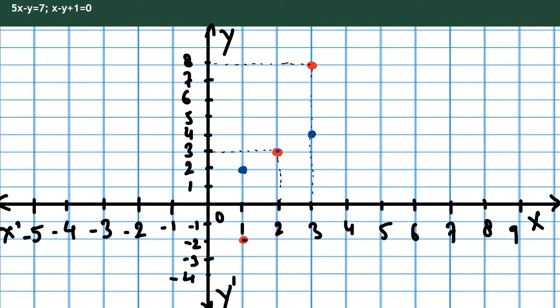For the second equation, I got 1. When I put 1, I got 2. So 1 and 2, these blue dots are indicating values for the second equation. Similarly, 2 and 3, so the same point is coming, 2 and 3, and 3 and 4. So we found all these.